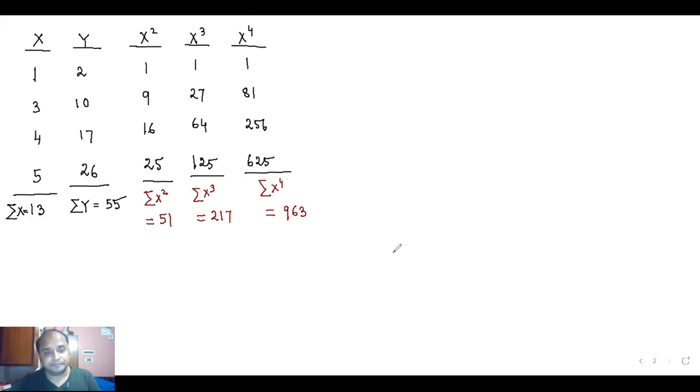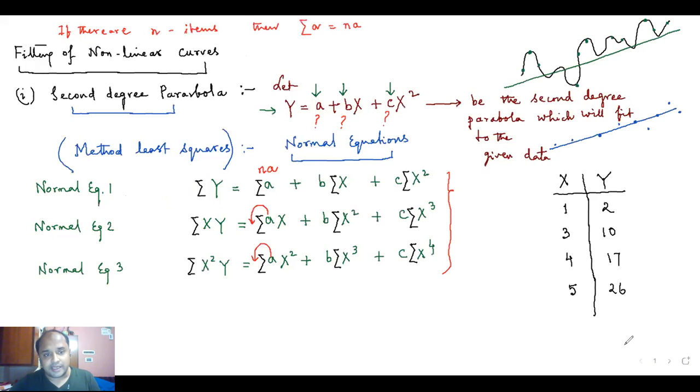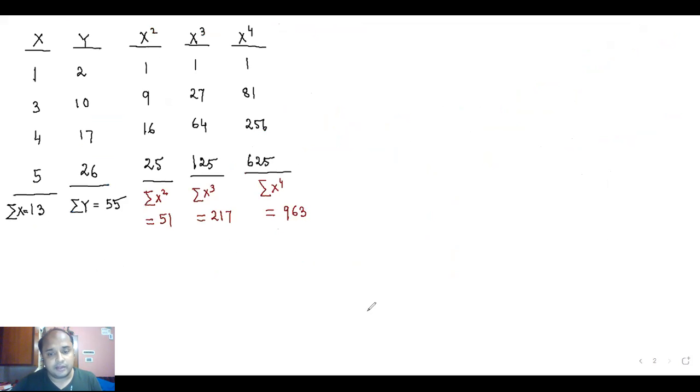963. Okay, what else do we need? This is obtained, this is obtained. Summation Y is obtained, summation X is obtained. Summation X square we'll find. We need two more things: one is XY, and then another is X square into Y. Then our job will be done. So we'll introduce those columns also.